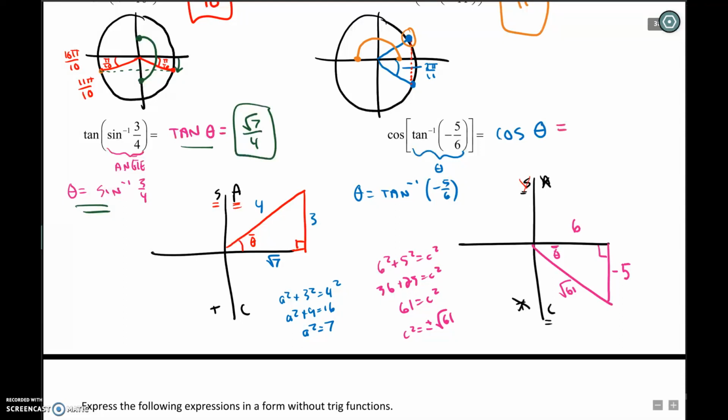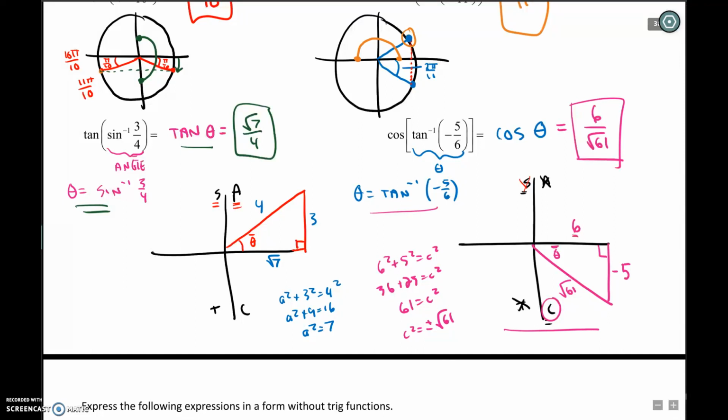I got my triangle. It's in the right quadrant. I got the signs on it correctly. Cosine is adjacent over hypotenuse. So 6 over the square root of 61. And you see that's positive, and cosine's positive in that quadrant, so we're good. I don't care about rationalizing. I care about everything else.